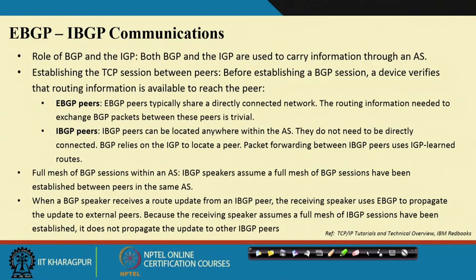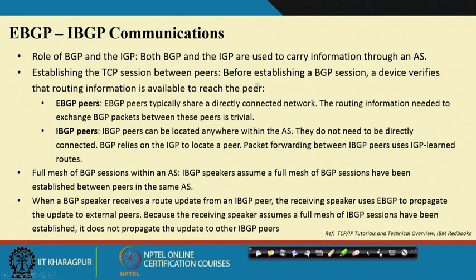So, look at the role of BGP and IGP. Both BGP, the border gateway protocol, and the IGP, the interior gateway protocol, that is OSPF and RIP, are used to carry information through an AS. Otherwise, how will the packet be forwarded? Establishing TCP sessions between the two peers: before establishing a BGP session, the BGP device verifies that the routing information is available in each peer. So, it should be available in each peer.